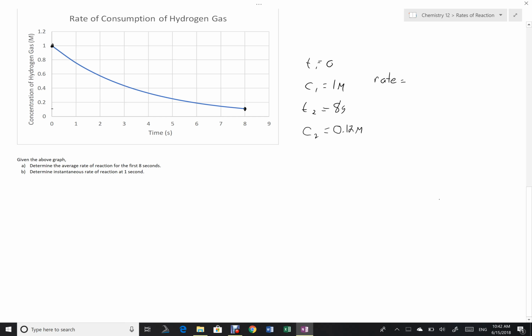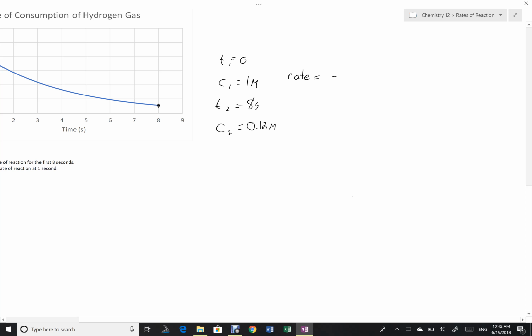My rate is going to be equal to negative, because I'm dealing with reactants, C2 minus C1 over T2 minus T1. So negative 0.12 molarity minus 1 molarity, divided by 8 minus 0 seconds. And I'm going to get 0.11 molarity per second. I could write this in a bunch of different ways.